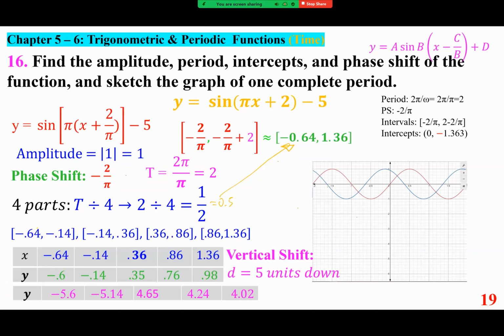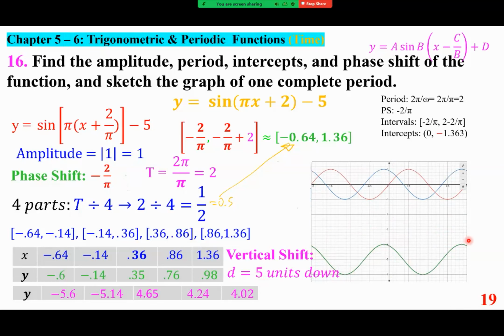The graph of the sine function that has been shifted minus 2 over pi, that means to the left, the blue one. And now it's coming down by 5 units. Okay, so I hope you see we have the original sine, shifted to the left and coming down by 5 units.